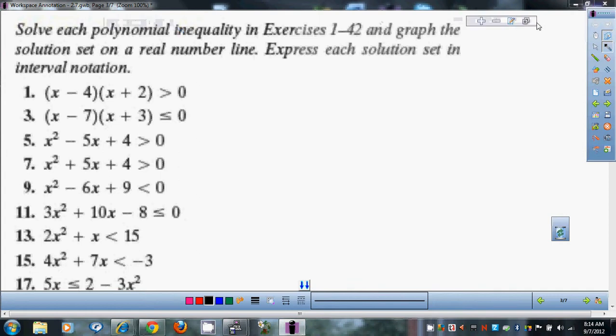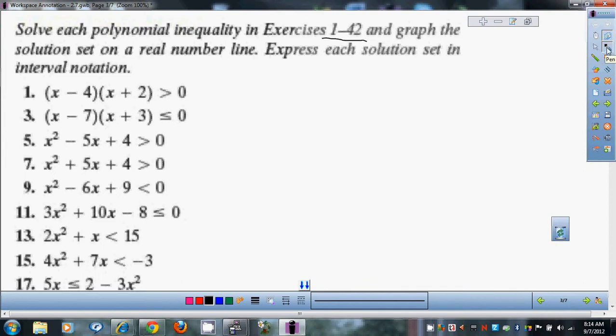Okay, 1 through 42. You can see these are big sections. 1 through 40: solve each polynomial equation, then graph the solution set on the real number line. We just did number 1 in the DOM. We have to find where these things could potentially cross the axis by finding its zeros and test the intervals. Every single problem on this screen is a quadratic, so you can just use the quadratic equation to find those values.